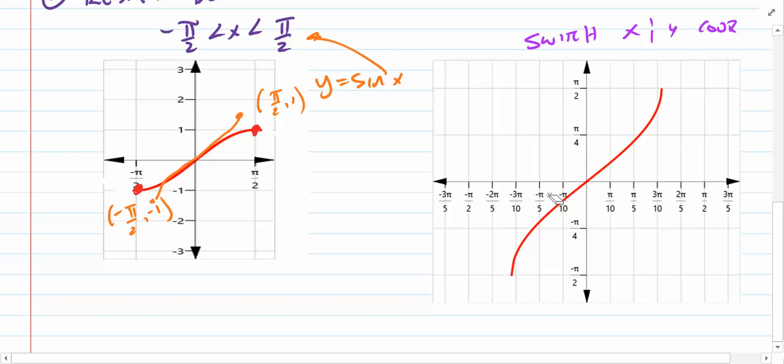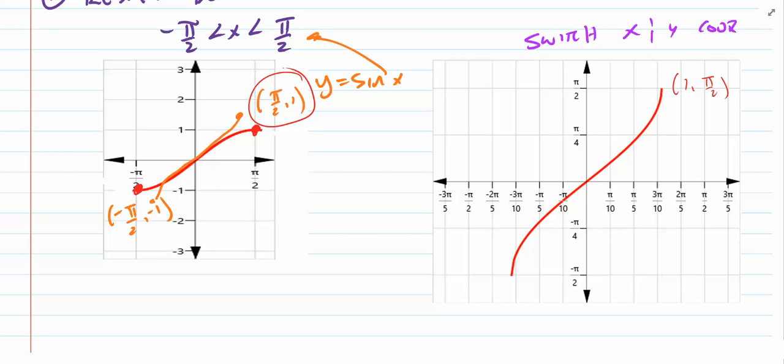All we have to do is switch these points around from pi over 2 to 1. This is the point 1, comma pi over 2. Kind of hard to see, right? Because I know that to get an inverse function, all you do is change the x and y coordinates. So if pi over 2 comma 1 is on the original graph, then the inverse is going to be 1 comma pi over 2.